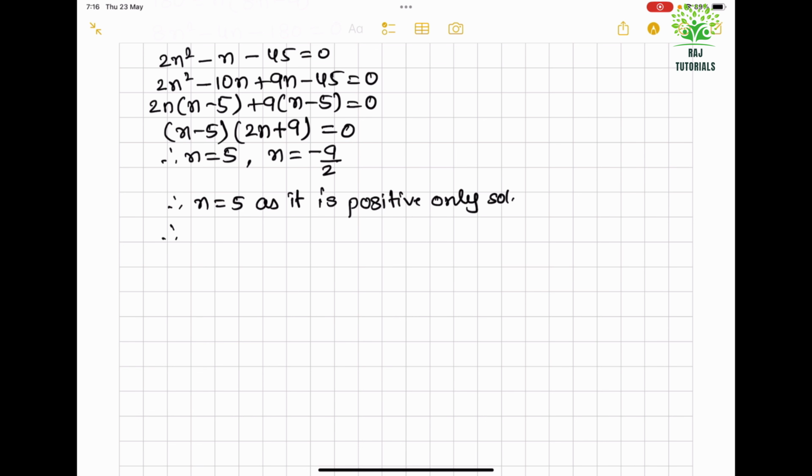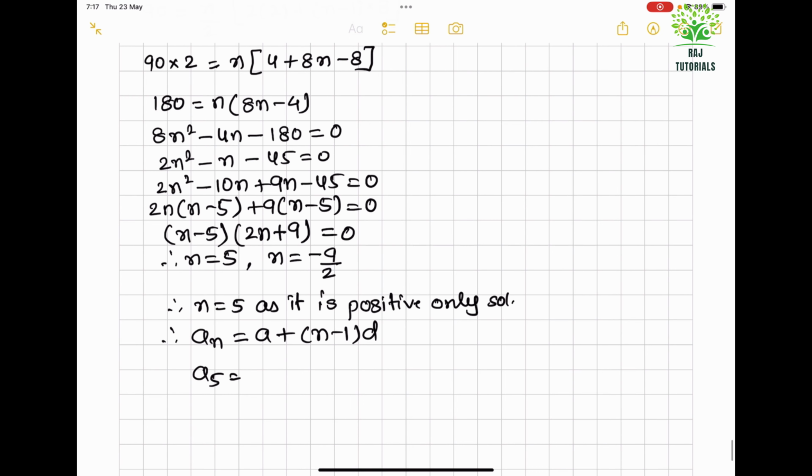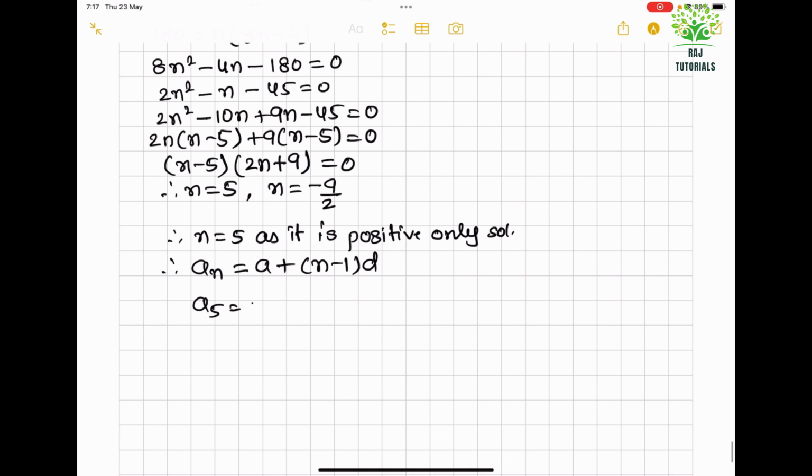Now we have to find an. An will be a plus n minus 1 d. So a5 will be a, so a was 2 plus 5 minus 1 into d was 8. So 2 plus 32, 34. A5 equal to 34.